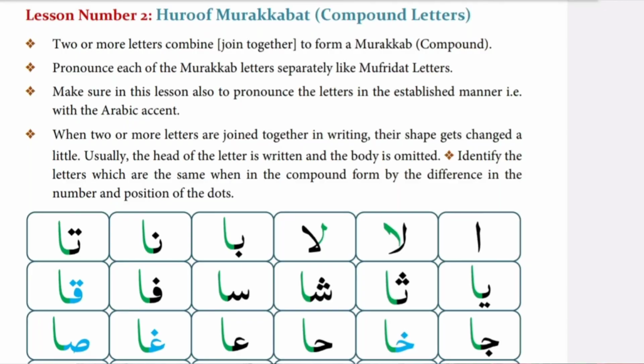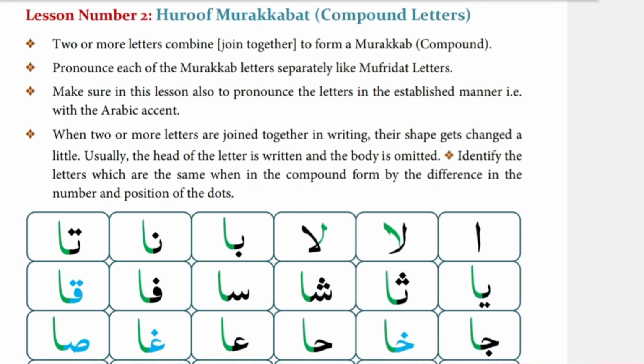Identify the letters which are the same when in the compound form by the difference in the number and position of the dots. For example, look at the last two boxes in line 1. You can see in the second last box and in the last box, both words have the same shape. But in the second last box, there is only one dot, and in the last box, there are two dots.